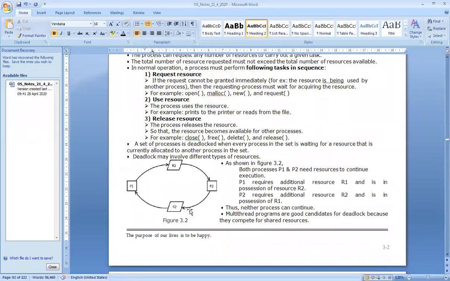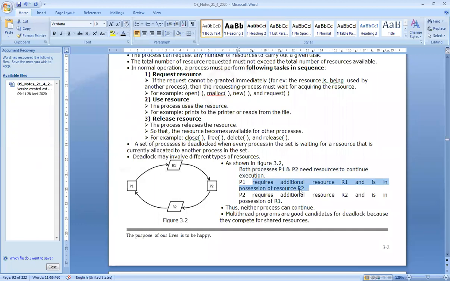The diagram shows that a deadlock may involve different types of resources. In this diagram, both processes P1 and P2 need resources to continue their execution. We have two processes, P1 and P2, and to continue execution of P1 and P2, they require a resource. P1 requires additional resource R1 and is in possession of resource R2.